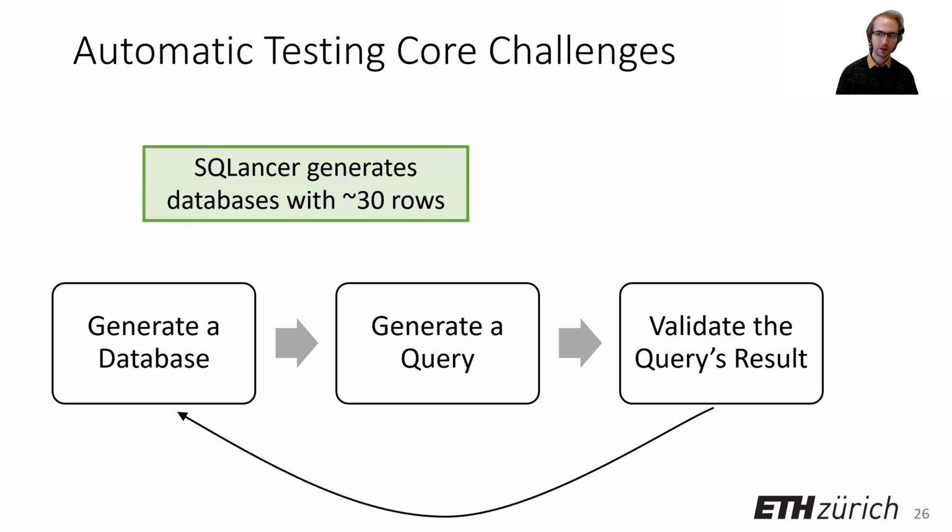And here we typically generate databases with tables that hold up to 30 rows. The reason being that if the databases are smaller, then the queries execute more efficiently.